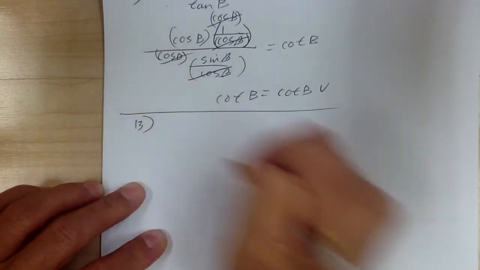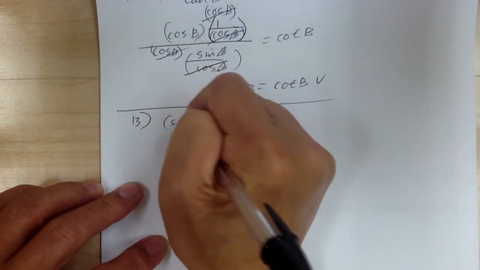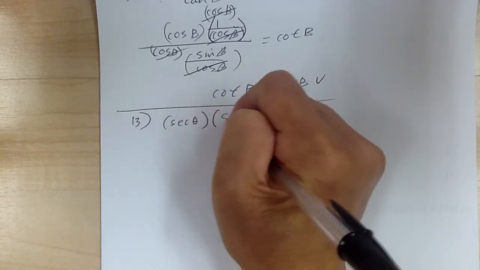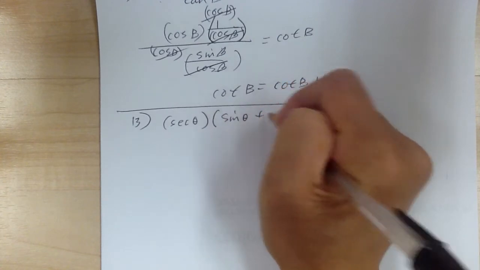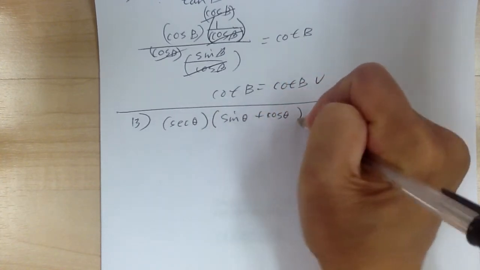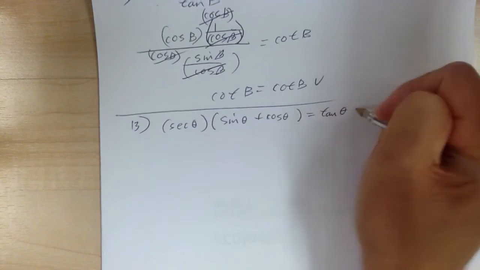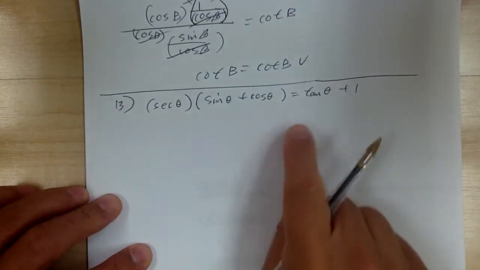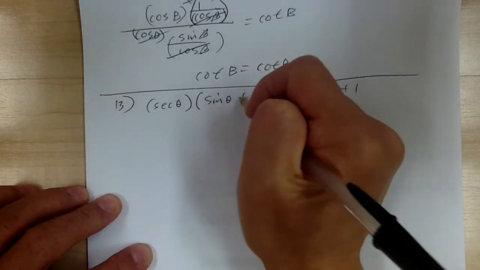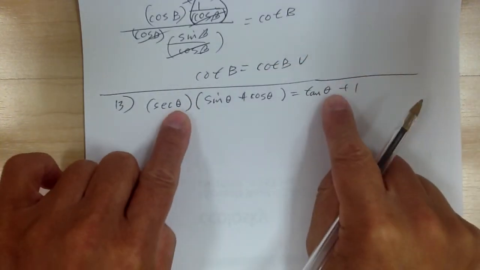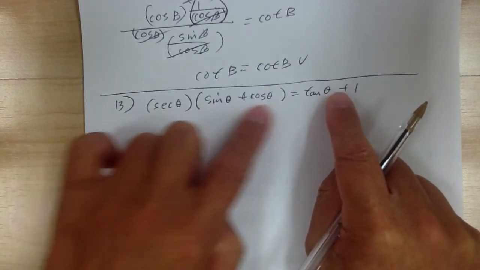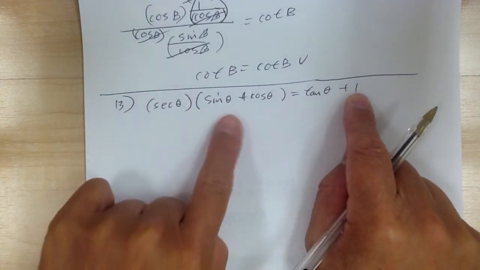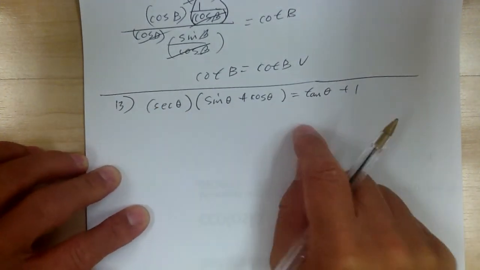Okay, let's go to number 13. You have secant theta times sine theta plus cosine theta equal to tangent theta plus 1. This side is more complicated because this side has more function. First you check the inside and then you check the outside. Inside they're all same, so you check the outside. This has only an additional term. This has a whole bunch of stuff. So let's simplify this side.